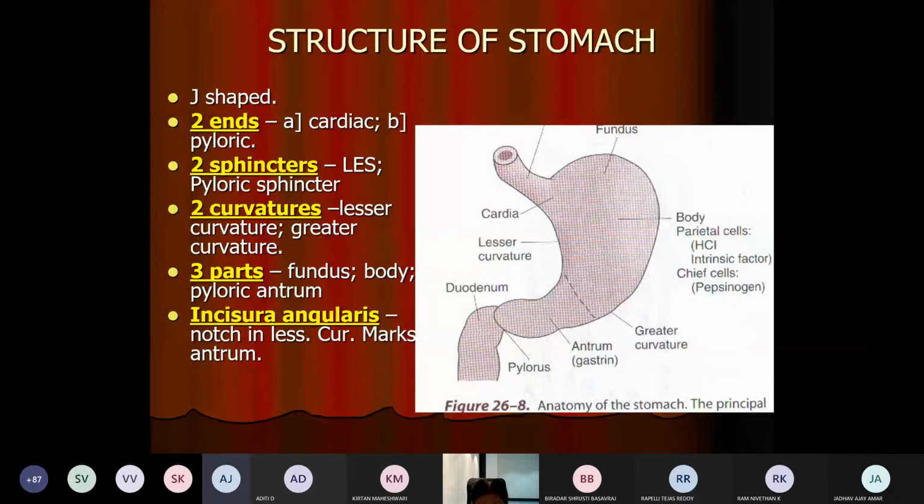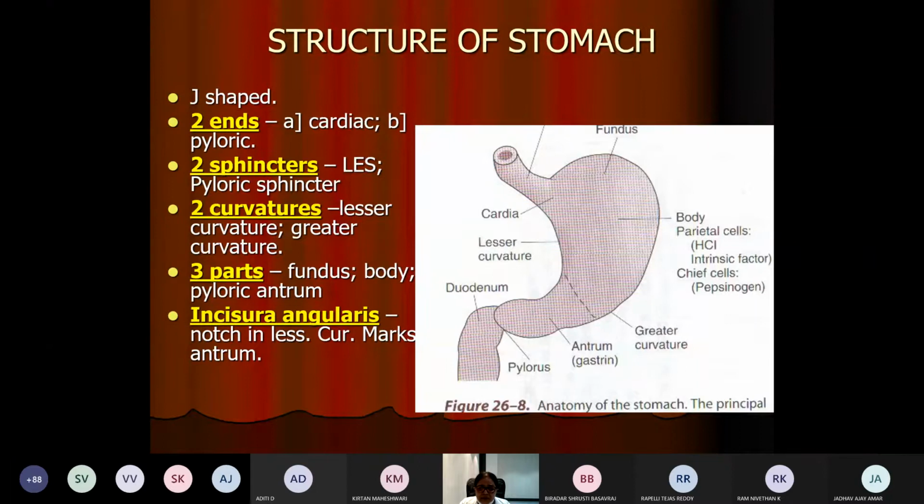Can you hear me? Yes, ma'am. Okay. All of you know about the structure of the stomach, I hope. In anatomy it is over. No response. Stomach is over? No, ma'am. No. Okay, I will tell about the structure of the stomach in the basic introduction.